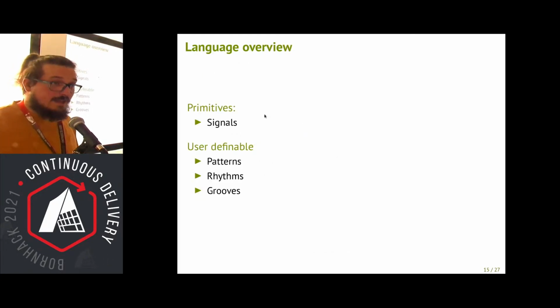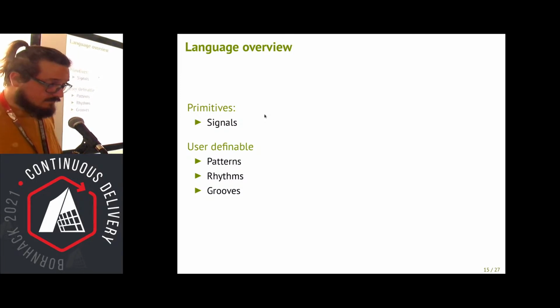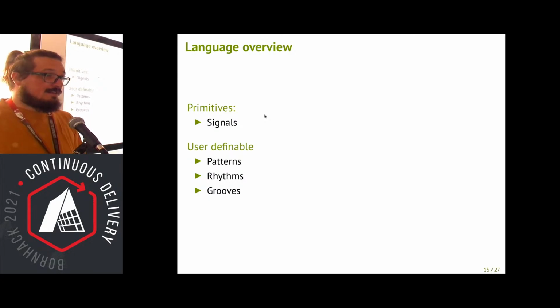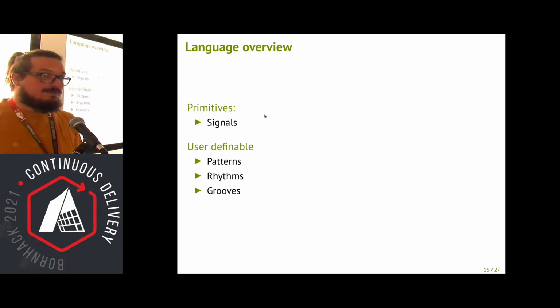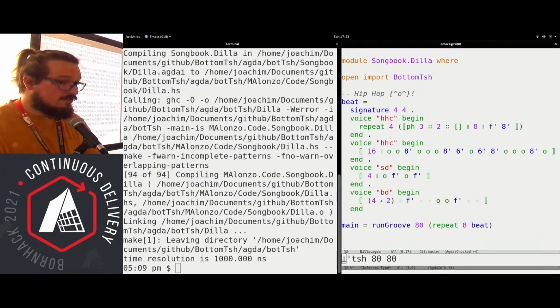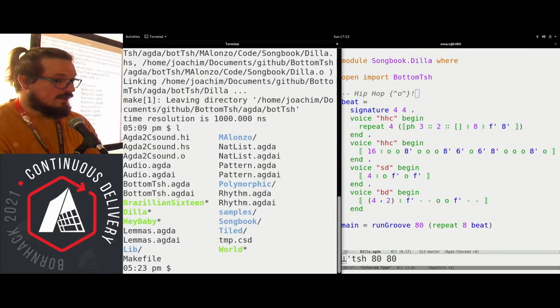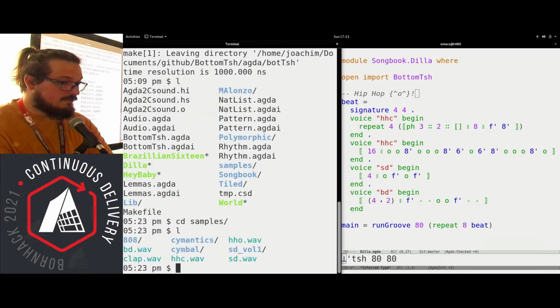All right, an overview of the language. The primitives of the language are signals, and for now, signals are names of wave files in a folder next to the program. So the program that we just listened to had a folder here called samples, and the samples sound like this.